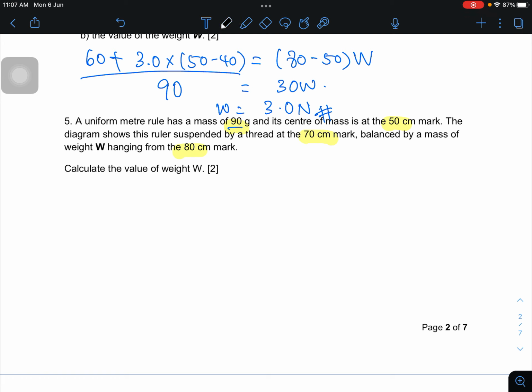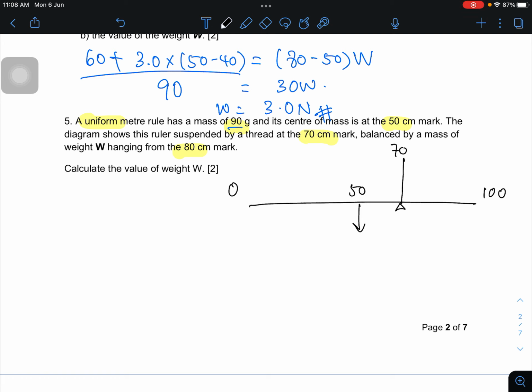Let's draw now. This is a meter rule, 1 meter. The center of mass is at the 50 cm mark. Suspended by a thread. Let's say this is 0, this is 100. The 70 cm mark, let's say it's here. Suspended means it's hanging, and hanging means this is actually the pivot, at the 70 cm mark. Because it's uniform, the weight will act at the center. Center means the 50 cm mark. This is the weight.